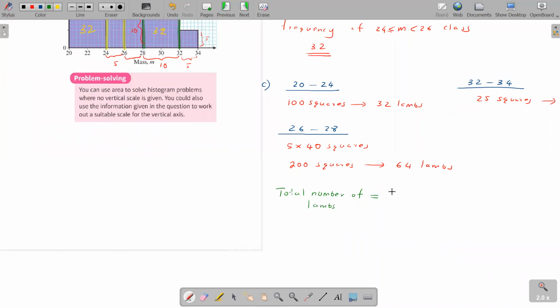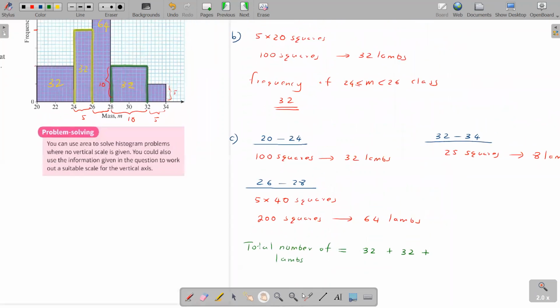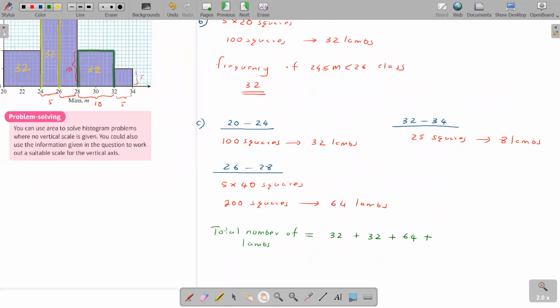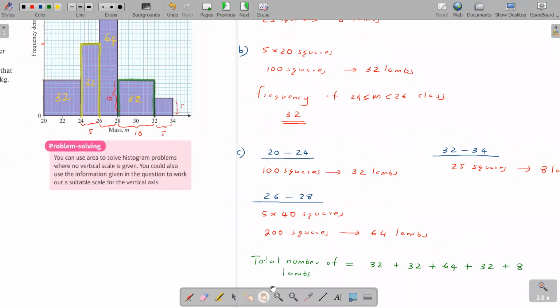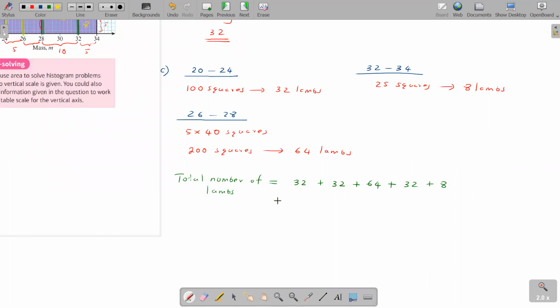The total number of lambs is how much? 32 plus 32 plus 64 plus 32 plus 8. Do you agree? So I added the frequencies 32, 32, 64, 32, and there are 8 lambs here. So which has to give you how much? It has to give you 168. Part C.